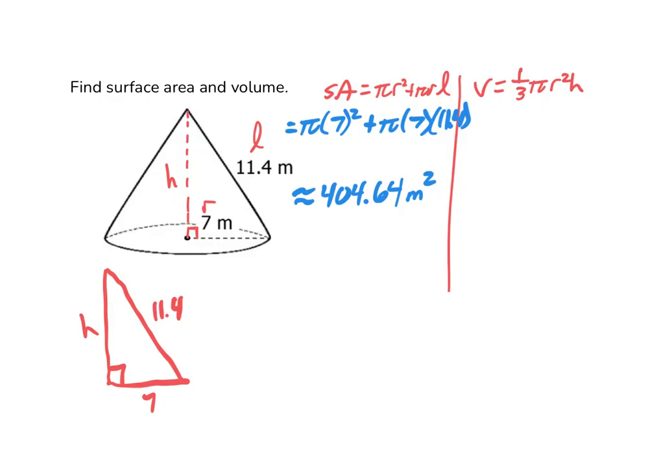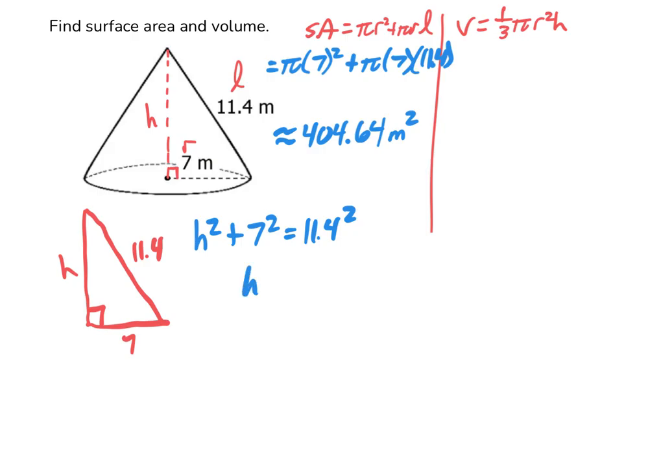Pythagorean theorem, okay? A squared plus B squared equals C squared. Make sure you put the numbers into the right spots. The 11.4, the slanted height, is your C. It's your hypotenuse, right? So H squared plus 7 squared equals 11.4 squared. So we do 11.4 squared minus 7 squared, and it's 8.997, so I'm just going to go ahead and call that 9.